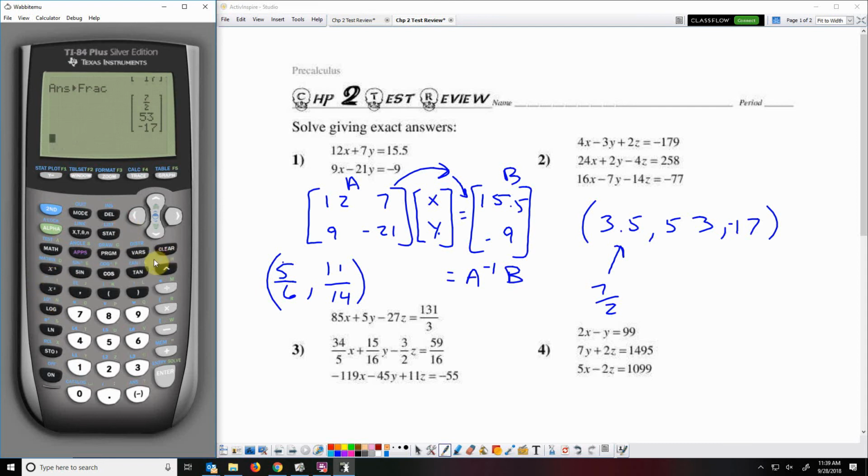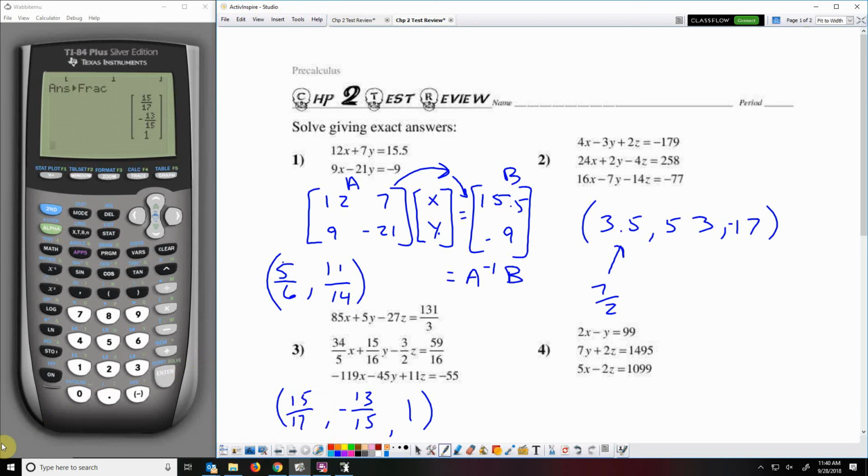I gotta clear that out. Matrix 1 inverse times matrix 2. Okay, and I get some decimals again, so math, enter, enter. So I've got 15/17 for my x value. My y value is negative 13/15, and my z value is 1.